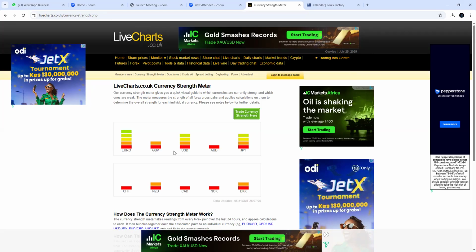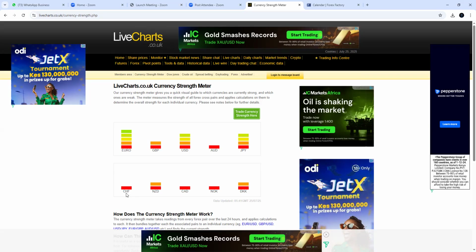So what you need to do is, when you go to this particular site, you're going to see these bars. We have the red bars, the orange, the yellow, the green bars. The maximum number of bars that you're going to be seeing on this site is 6. Now, if an asset has 6 bars, it shows you that it is the strongest at that particular moment. If an asset has only 1 bar, like for example the case of CHF here, that means it is very weak, all right?